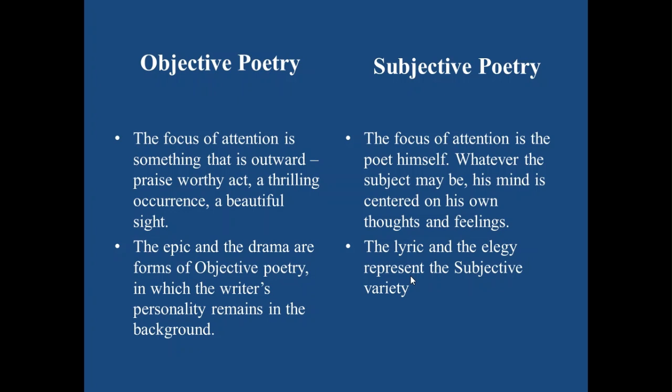The fifth point in objective poetry is that the epic and drama are forms of objective poetry. The epic and drama represent examples of objective poetry, in which the writer's personality remains in the background. The writer is behind the scene. He is not involved. His feelings are not considered. Whereas in subjective poetry, the lyric and elegy represent the subjective variety. The lyric and elegy types of poems represent subjective poetry.